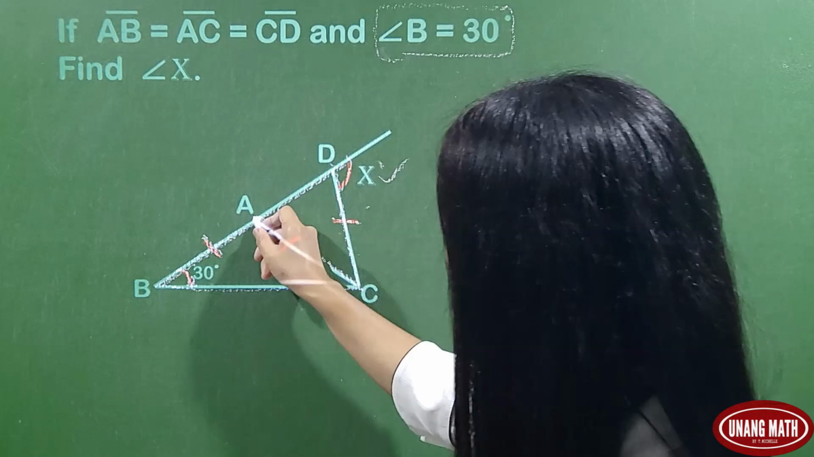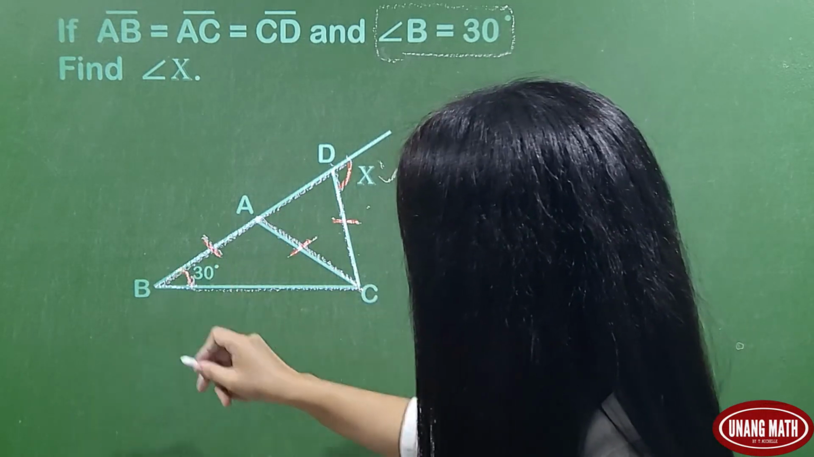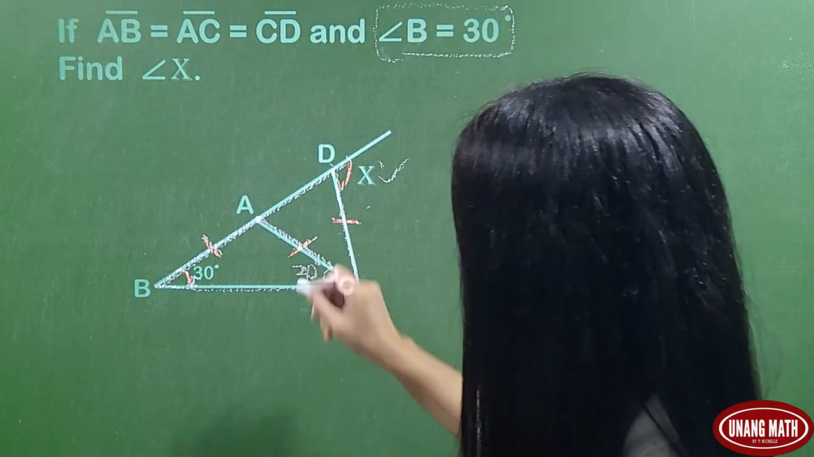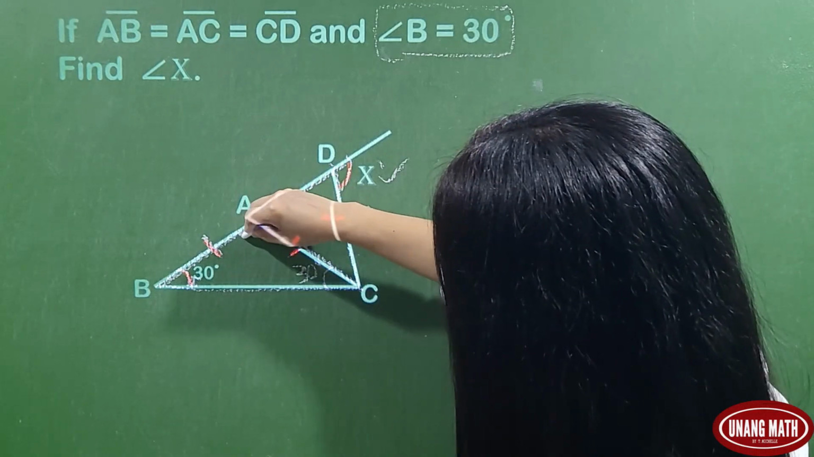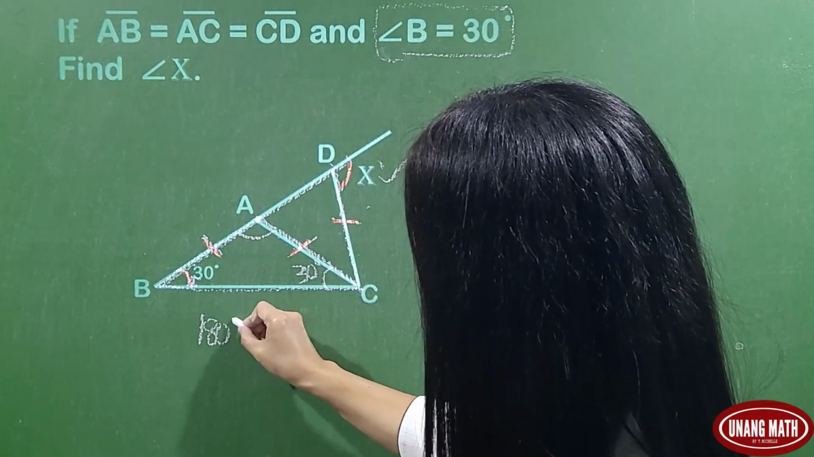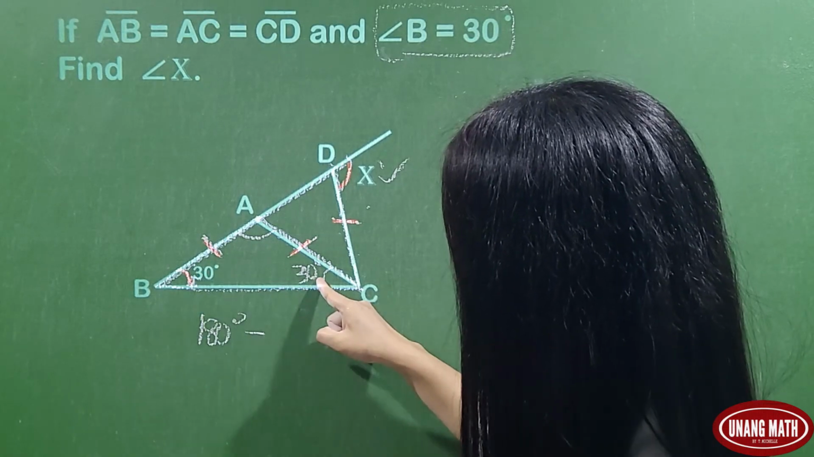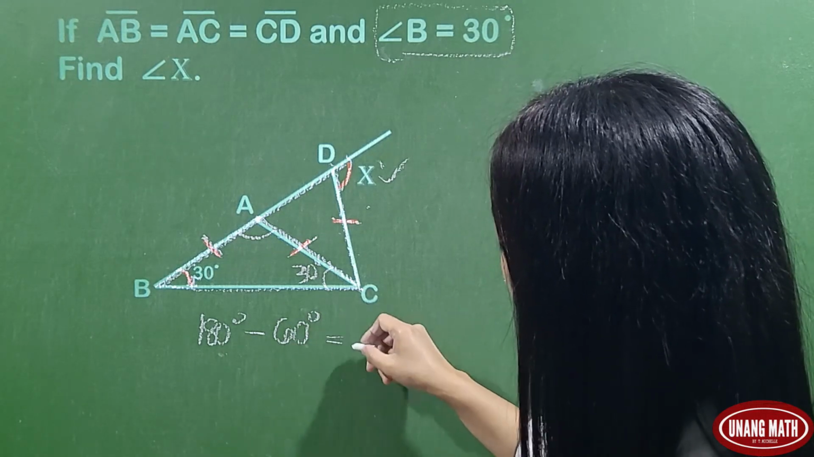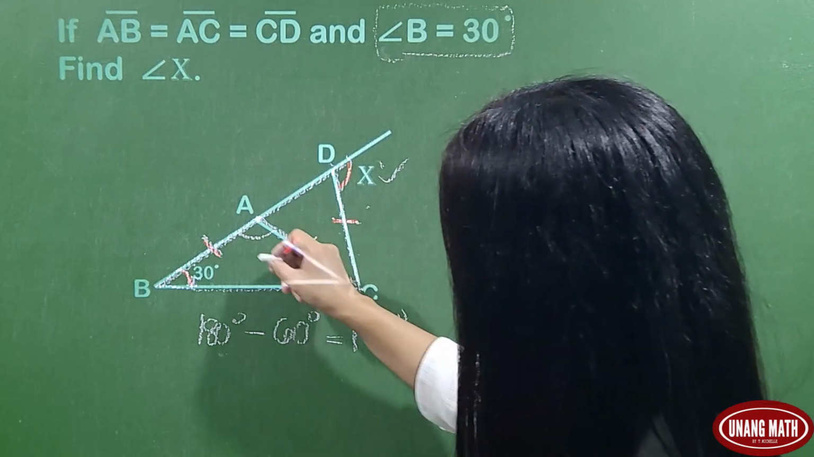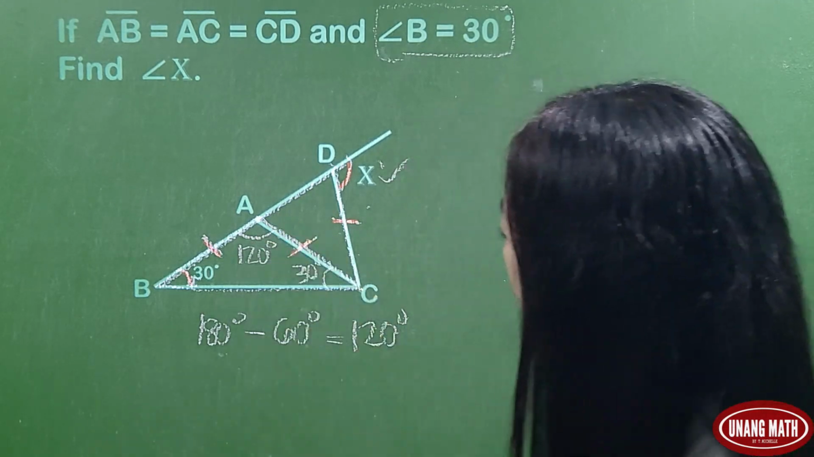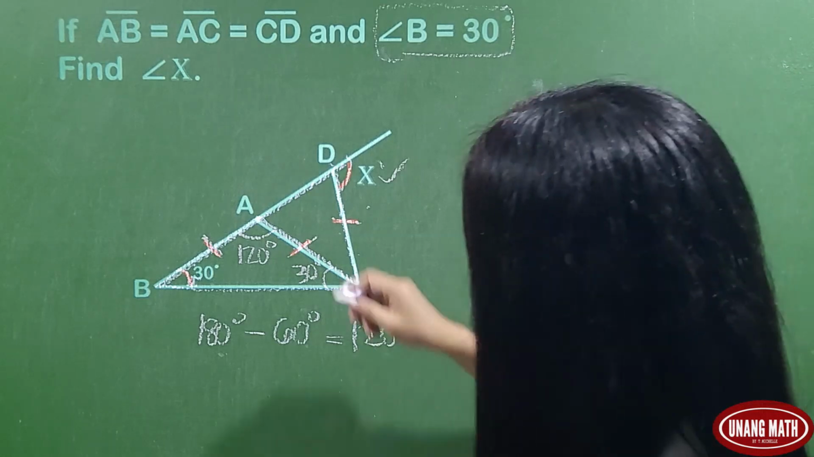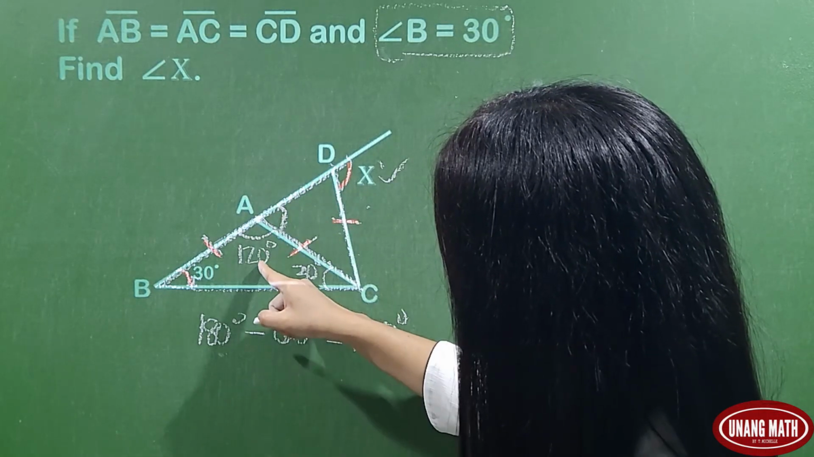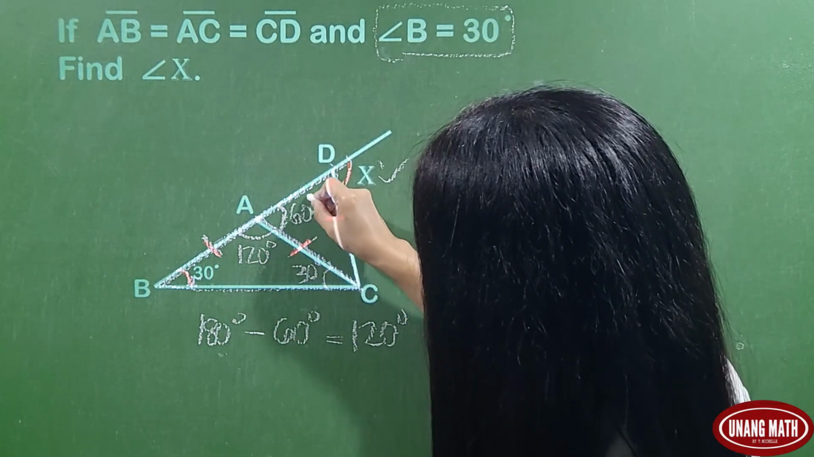Okay, first, if we're going to take a look at this isosceles triangle, if this is 30 degrees, then this is also 30 degrees. And to find this angle, it's going to be 180 degrees minus the sum of these two angles. 30 plus 30, that's going to be 60 degrees. So this is now equal to 120 degrees. So it means this angle is 120 degrees.